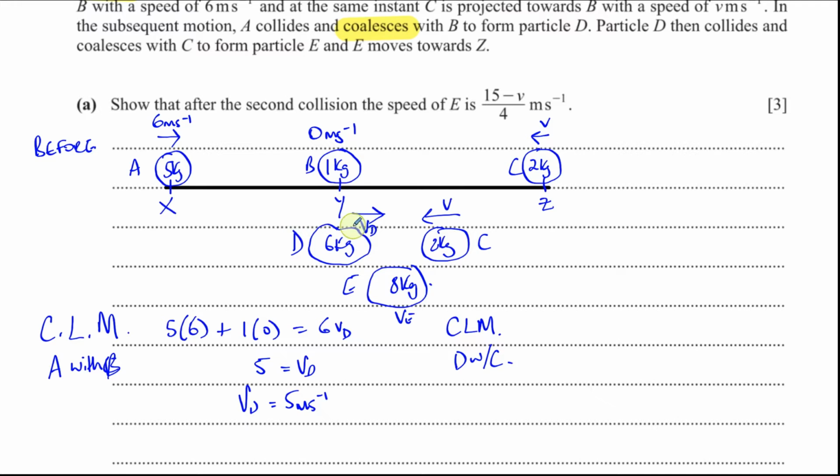So before, you have the situation where this is now 5. So it's going to be the mass, 6 times 5, plus the mass of C, which is 2 times, now we are taking this side as positive, so we know C is moving in this direction, so it's going to be minus V. V stands for speed, so we put minus V so that we understand it's in this direction. That's the momentum before, and after the momentum is 8 times VE. We have to find what VE is.